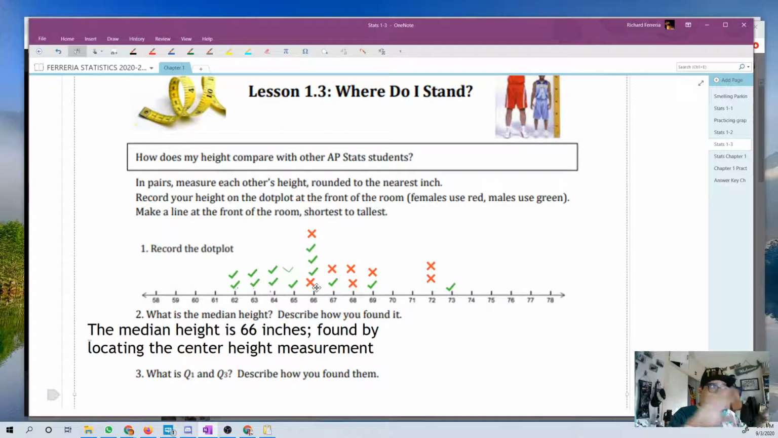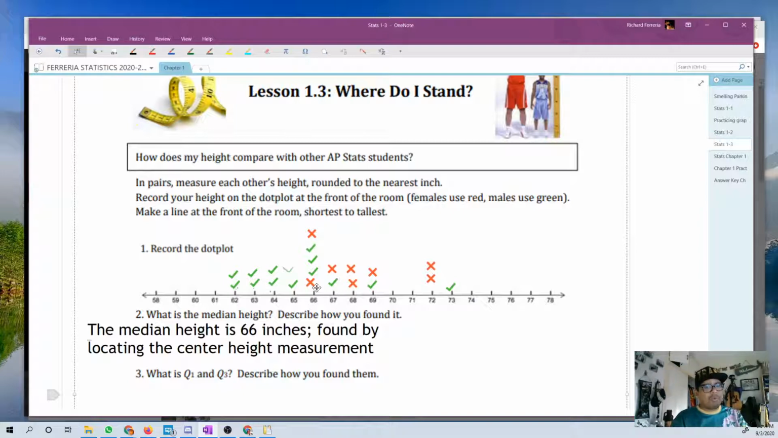If we stood every person up in a line from shortest to tallest, we would find that there is going to be one student who is in the middle, and that student in the middle would be 66 inches tall. So that is how we find the median.